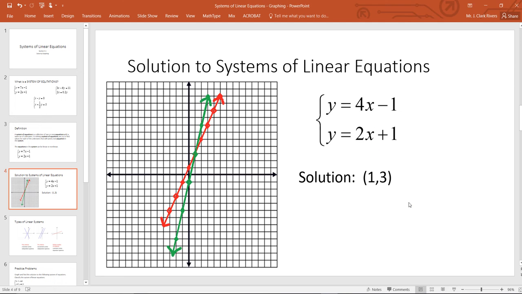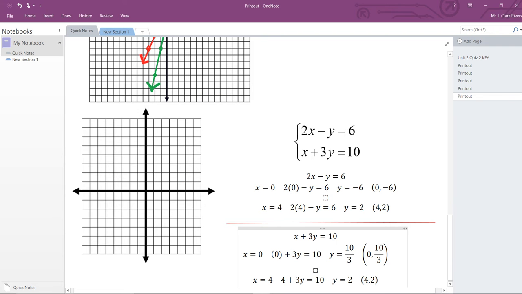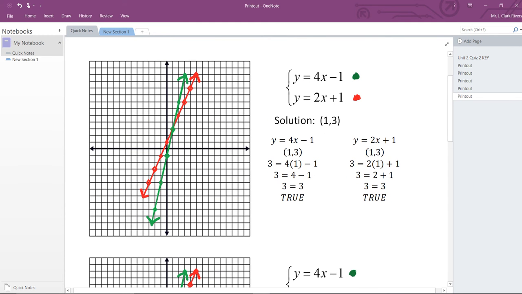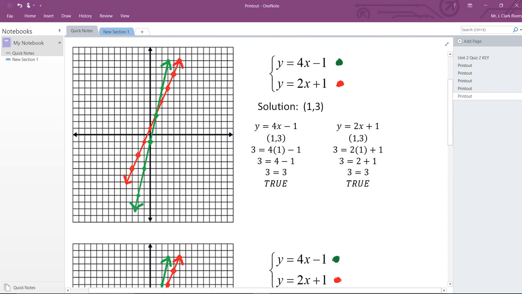I'm going to talk about this problem for just a moment here. Over here, you'll see my solution is (1, 3). It's the exact same graph you just saw. Watch what happens when I sub in 1 for x and 3 for y into that green equation, y equals 4x minus 1. We plug in 1 for x, 3 for y. We end up with 3 equals 3, which is true, as you would expect.